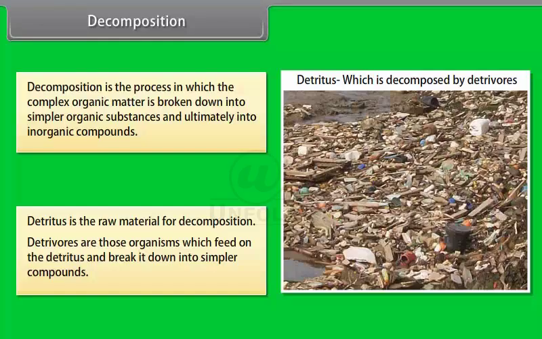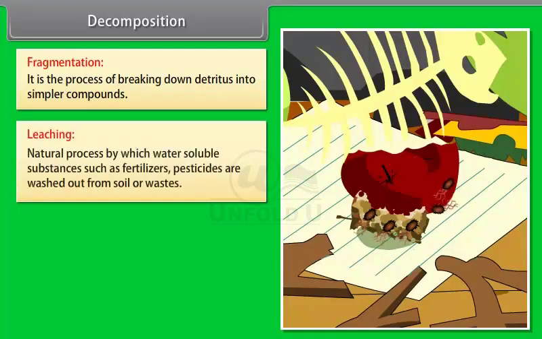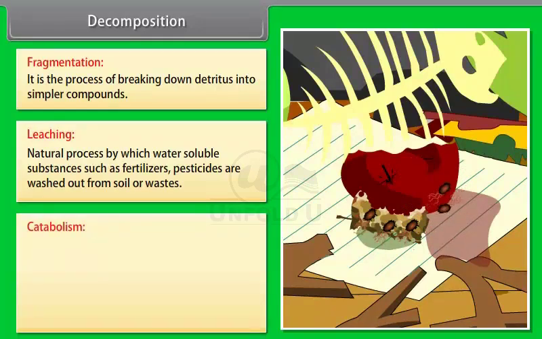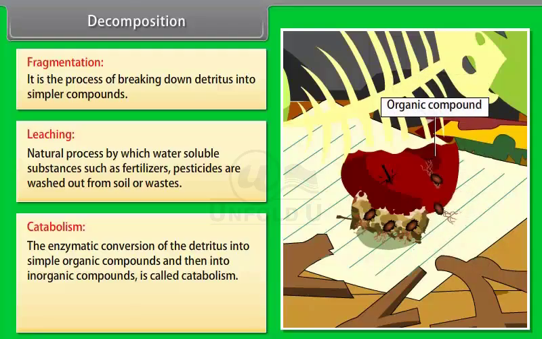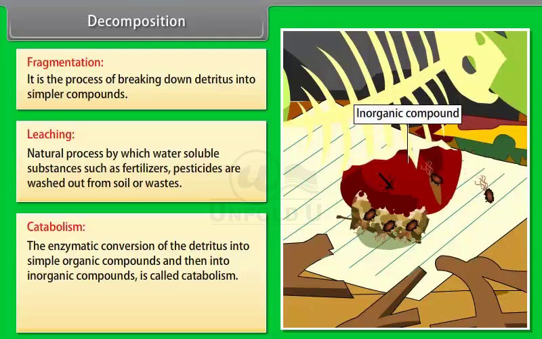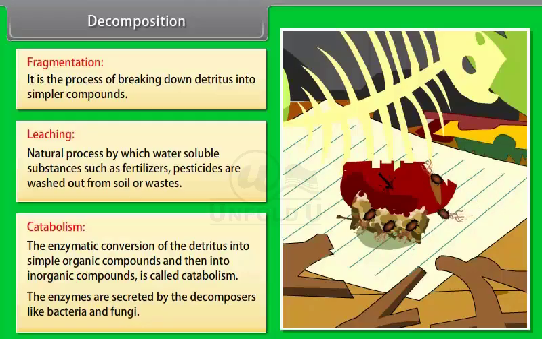There are following steps in decomposition. Fragmentation. It is the process of breaking down detritus into simpler compounds. Leaching. Natural process by which water-soluble substances such as fertilizers, pesticides are washed out from soil or wastes. Catabolism. The enzymatic conversion of the detritus into simple organic compounds and then into inorganic compounds is called catabolism. The enzymes are secreted by the decomposers like bacteria and fungi.